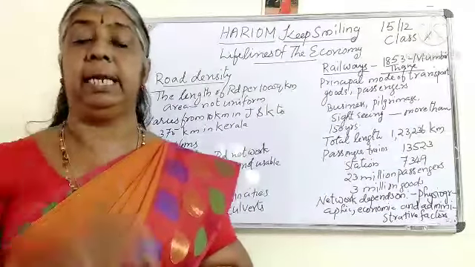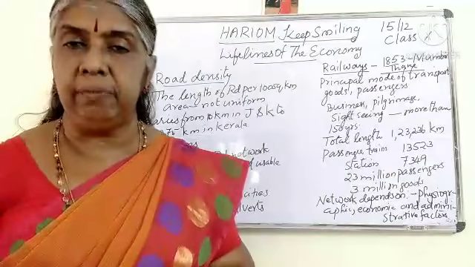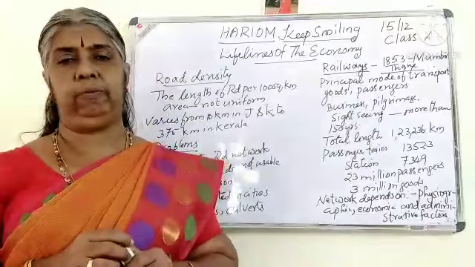Take Jammu and Kashmir, only 10 kilometer is the road density, while in Kerala there is a 375 kilometer road density. So density means the length of road per 100 square kilometer. That is the road density. But why is it not uniform? Because of the irregularities in relief features, it is not uniform.